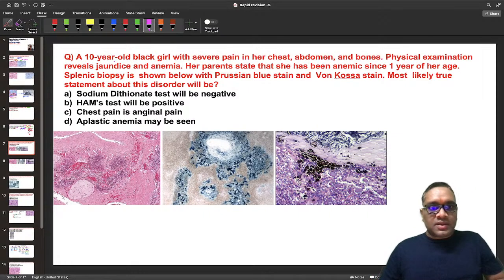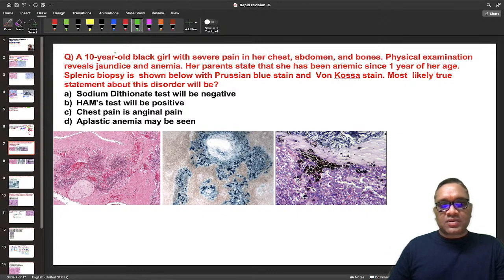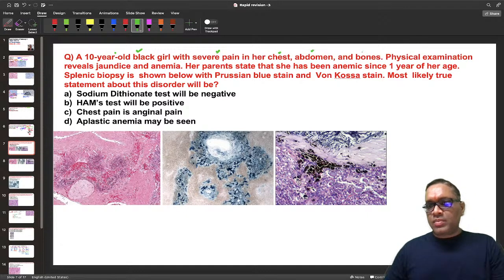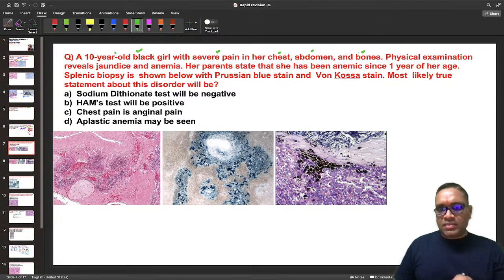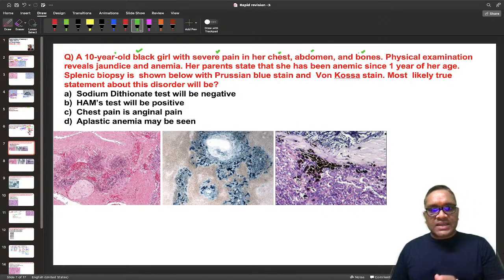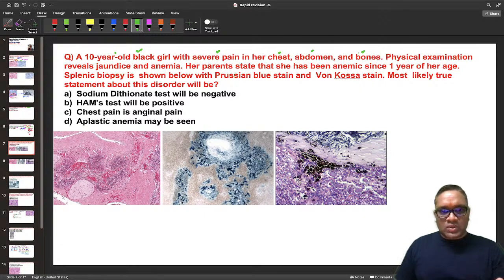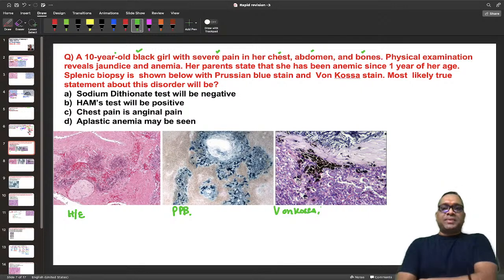See the question: a 10-year-old black girl with severe pain in her chest, abdomen and bones. Physical examination shows jaundice and anemia. Her parents state that she has been anemic since 1 year of age. A splenic biopsy is shown below. This is the HE section, this is the Perls' Prussian blue stain, and this is the von Kossa stain. That is what the examiner is writing.